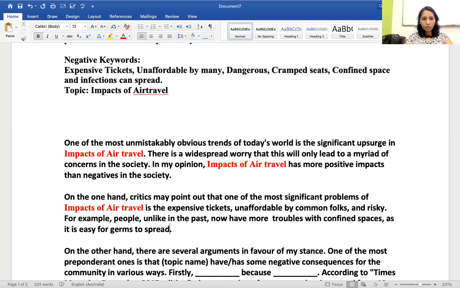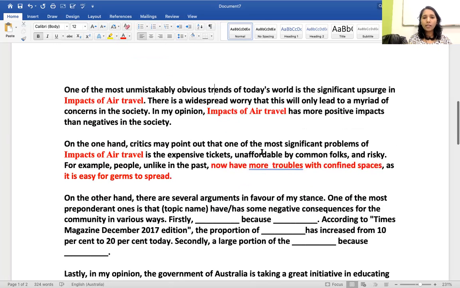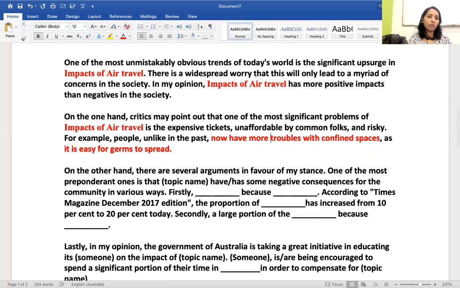Okay, you put your topic name on this. So I now have more troubles with confined spaces, and you put your next negative words, as it is easy for the germs to spread. Okay, so this is how you write your essay. Just memorize the template, you put your keywords, positives and negatives, and this is how you do it.